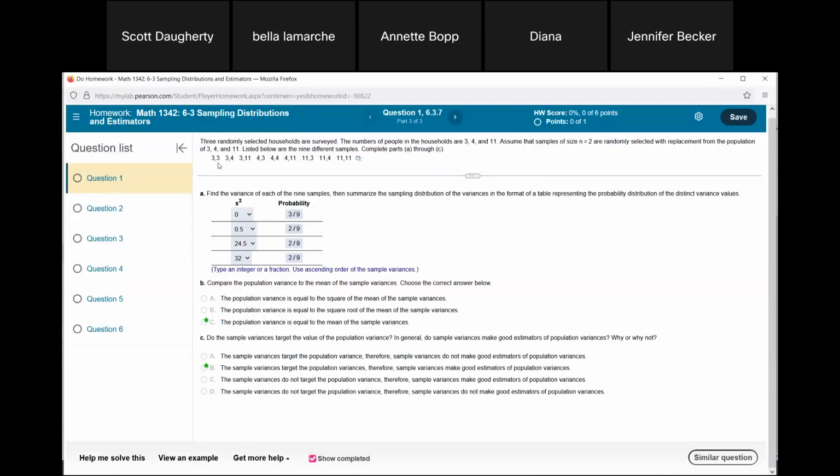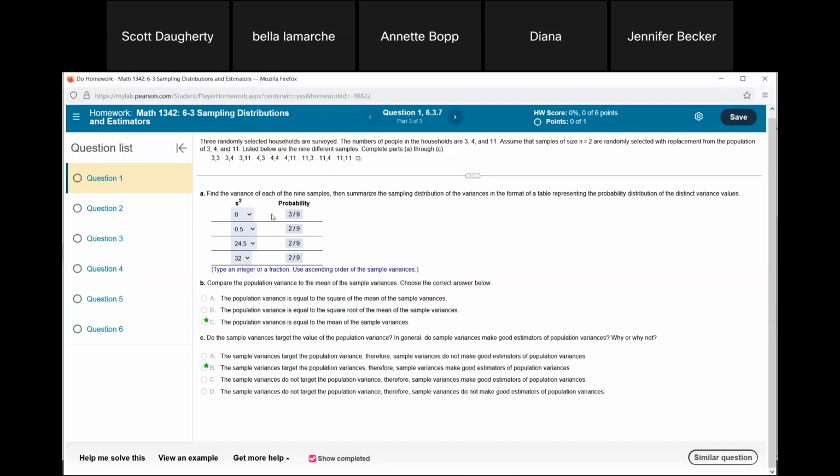4, 4 would be 0. If the numbers are the same, the sample variance is 0. You do it for 4, 11. 11, 3 will be the same as 3, 11, and 11, 4 will be the same as 4, 11, so you don't have to do it again. And then 11, 11 will be 0. There's no variance in those numbers, no sample variance.